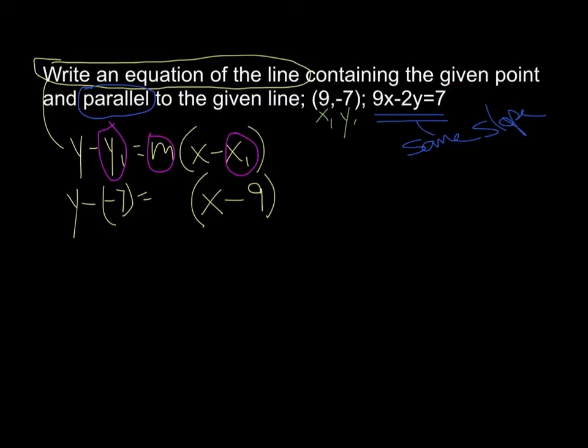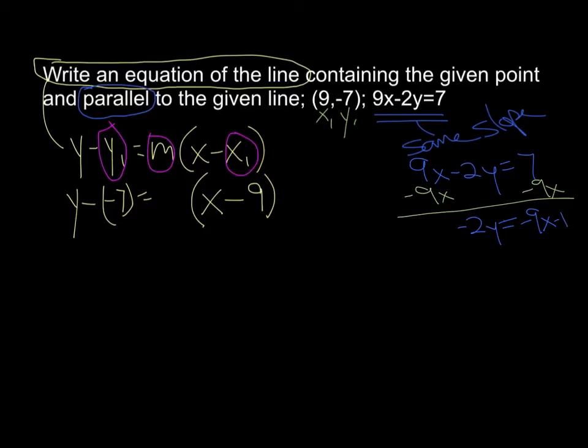So if we go ahead and do that, 9x minus 2y equals 7. We'll just do a little bit of work to get y by itself. So we'll subtract the 9x on both sides. So we've got negative 2y equals, I'm going to put the negative 9x first in front of the 7. And then divide by negative 2 on both sides. So we get y equals, the negative 9 over the negative 2 just becomes positive, so we got 9 over 2x, and then 7 over negative 2 is negative 7 over 2.